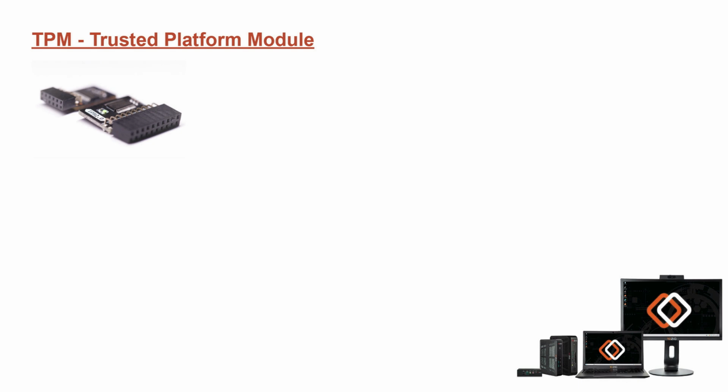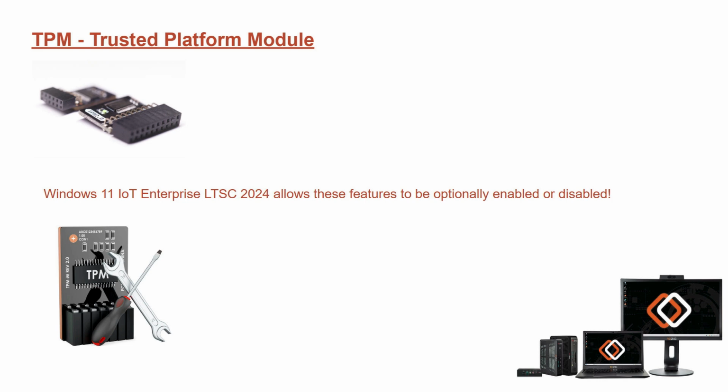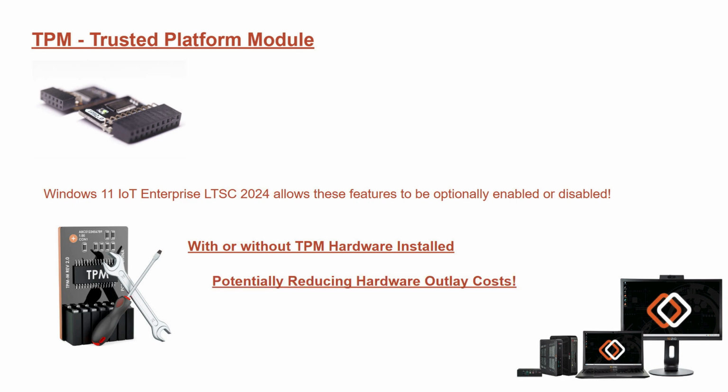Just covering the Trusted Platform Module, or TPM, then. While Windows 11 Pro mandates Secure Boot and TPM 2.0, Windows 11 IoT Enterprise LTSC 2024 allows these features to be optionally enabled or disabled. This means that you can specify whether you wish to order your Tenzig devices with or without TPM hardware installed. So, if TPM 2.0 hardware is not a requirement for your organization's thin client infrastructure, then you have the freedom to opt out and benefit by reducing hardware outlay costs.